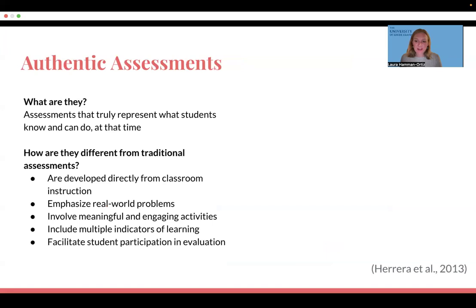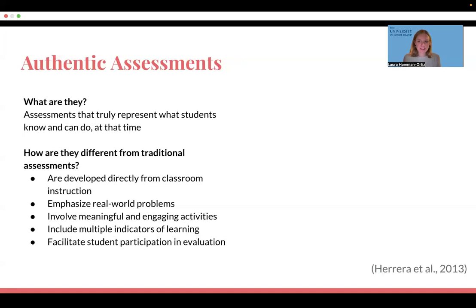In the chapter that you read for this week from Herrera and colleagues, they really push for the need for authentic assessments as a different way to think about assessments, which they define as assessments that truly represent what students know and can do at that time. So they're unlike traditional assessments. And so here they're kind of thinking about traditional paper-based unit assessments.